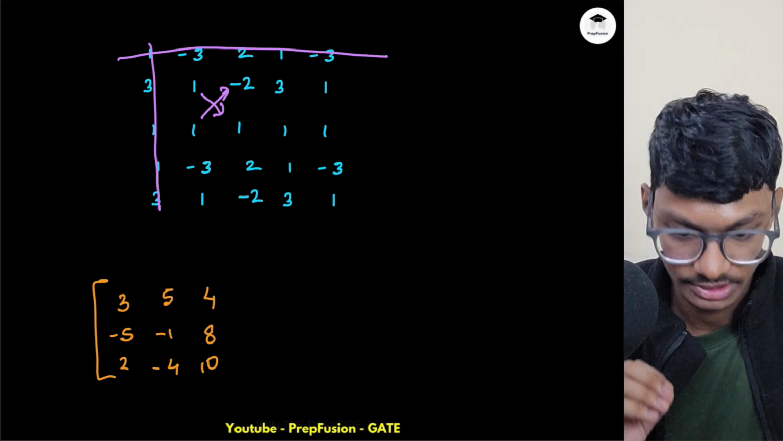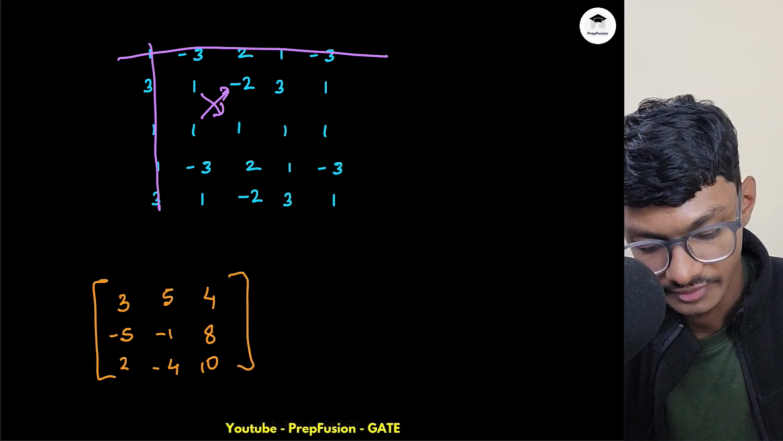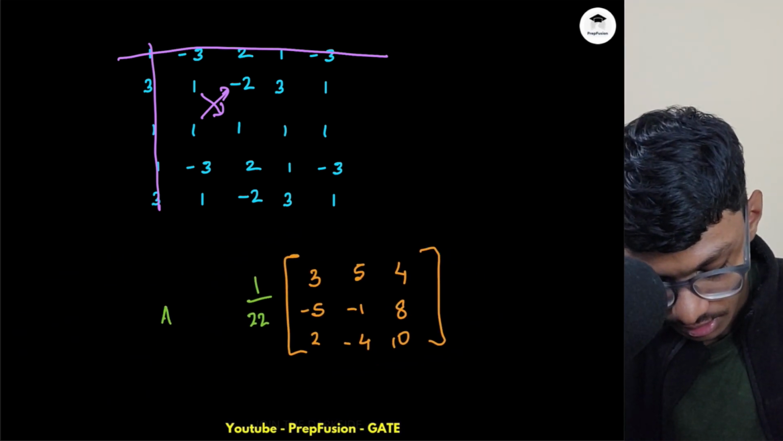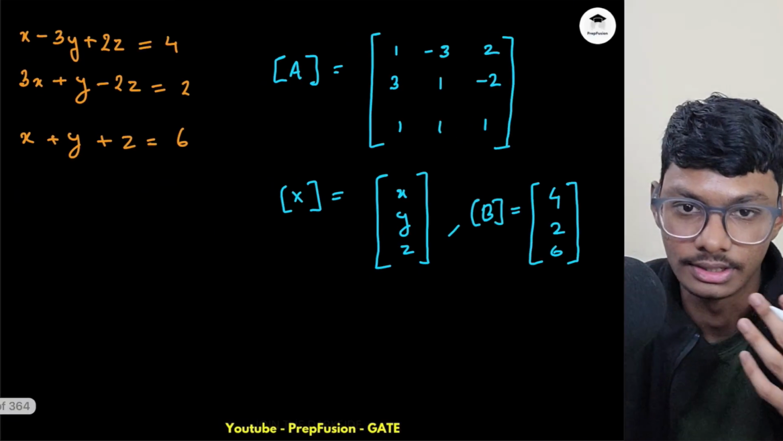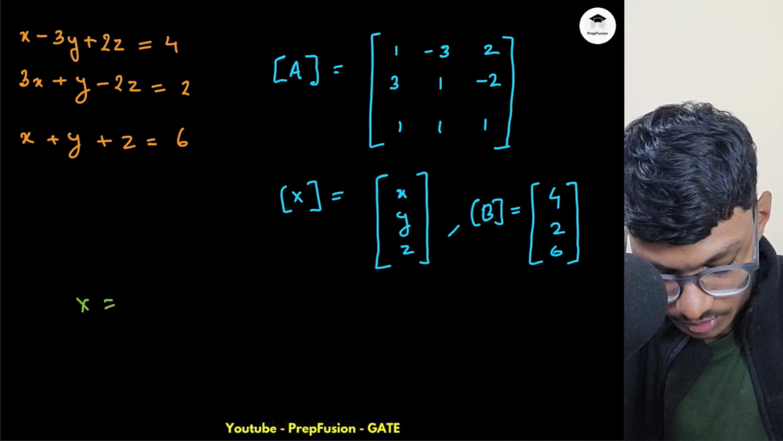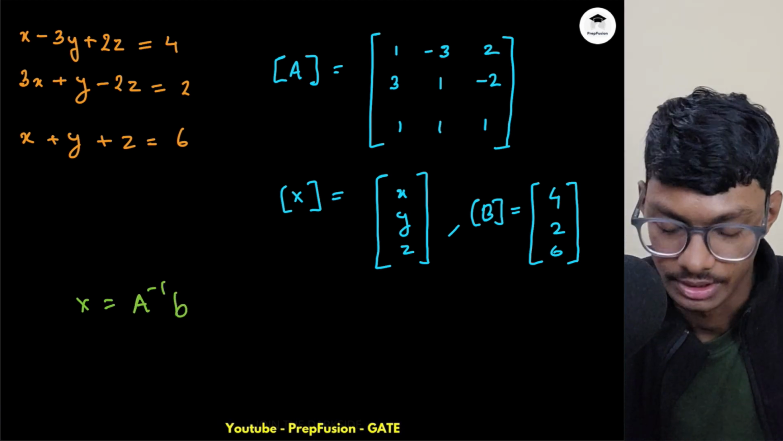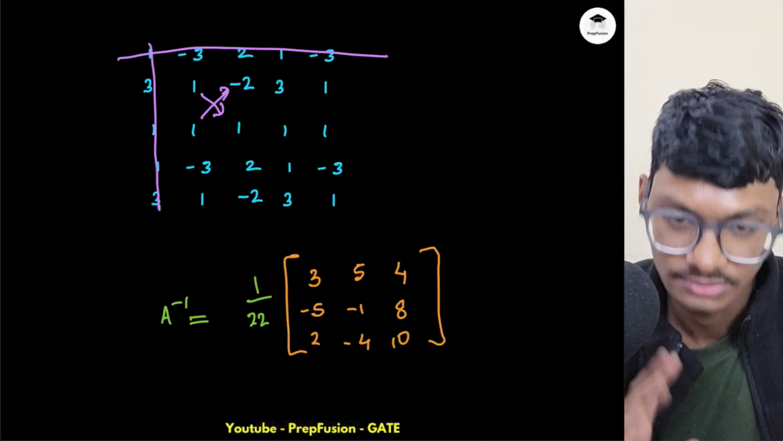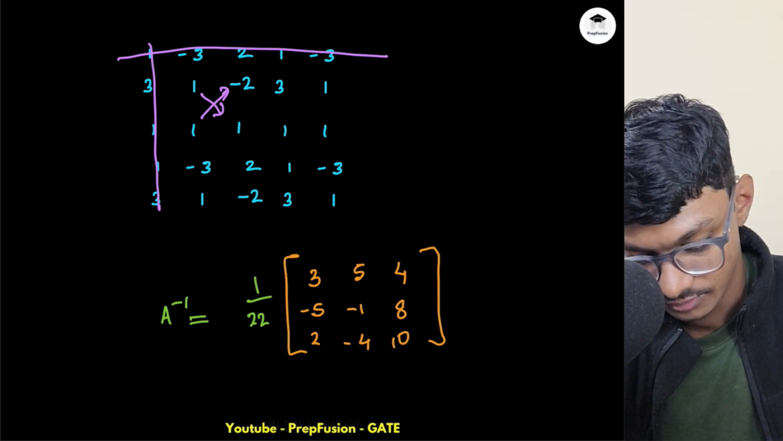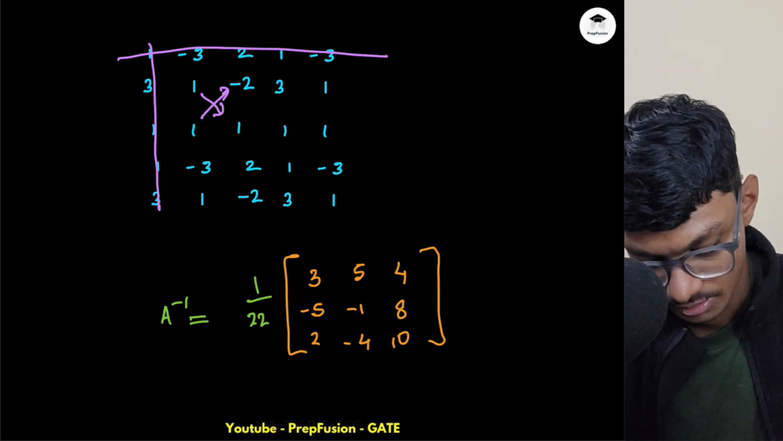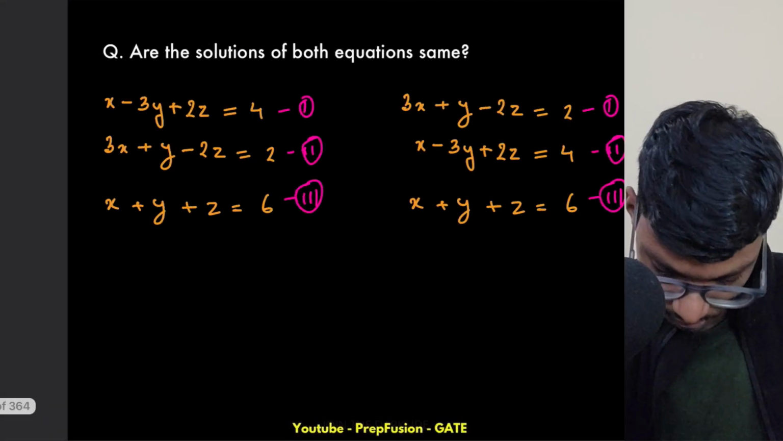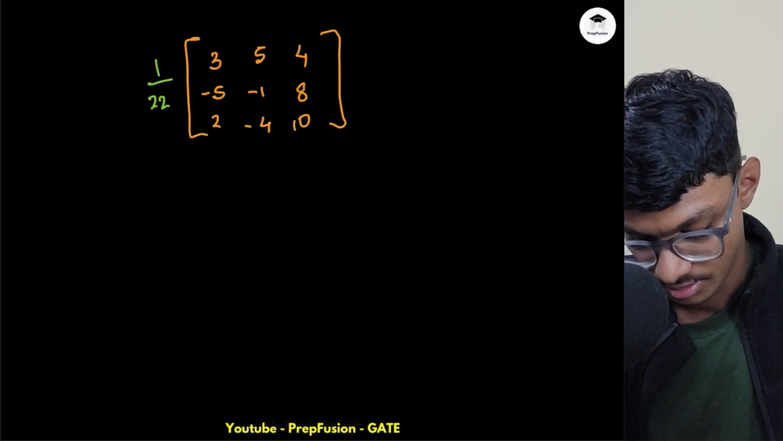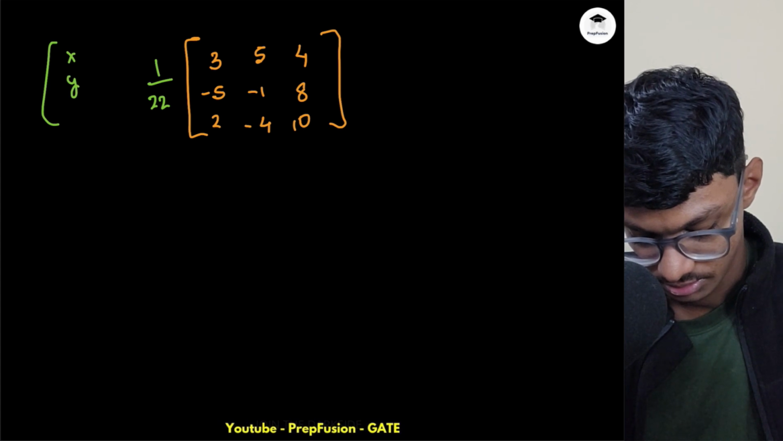So our matrix is something like this. And obviously, we have to divide by the determinant, which is 1 by 22. Hence, we'll get the A inverse. Basically what was the method here? The method was our x will be equals to A inverse B, right? So basically we have found out A inverse, and we just need to matrix multiply with B. So basically if you matrix multiply with B, just hold on a second, let me take this x, y, z.